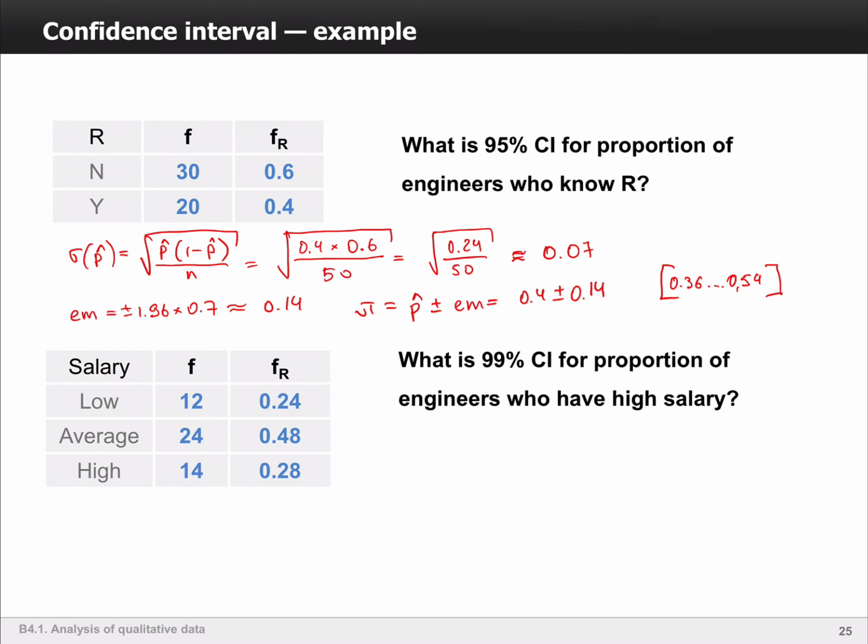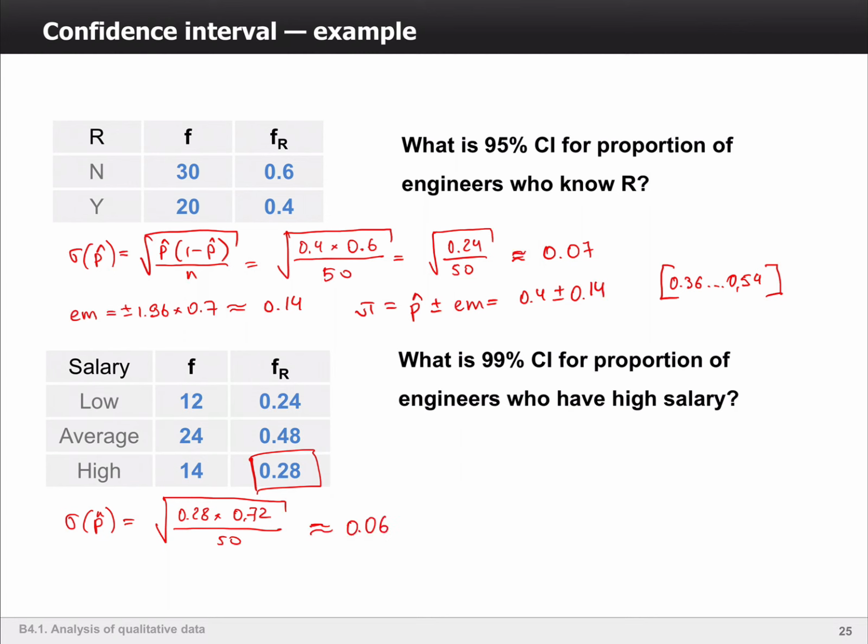Okay. Then we can do the same for 99% for the proportion of the engineers who have a high salary. We know that this proportion for high salary is this one. So we can also calculate the standard error first, which will be 0.28 times 0.72 divided by 50, which is approximately, I will just use a calculator to get the value, approximately 0.06.